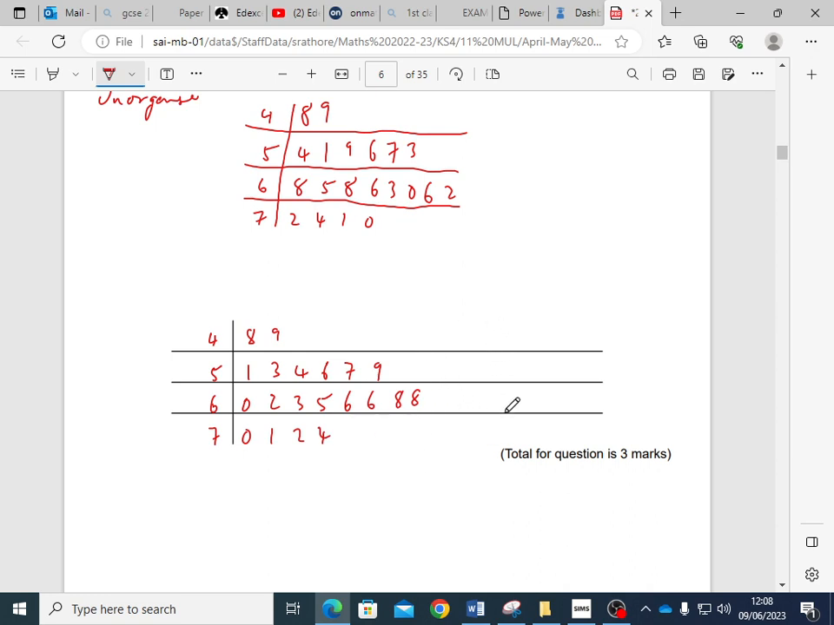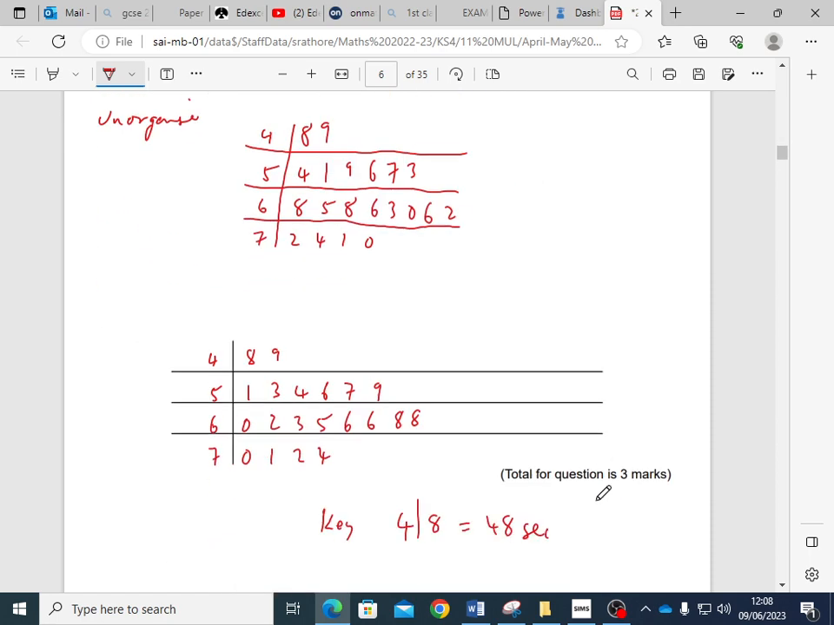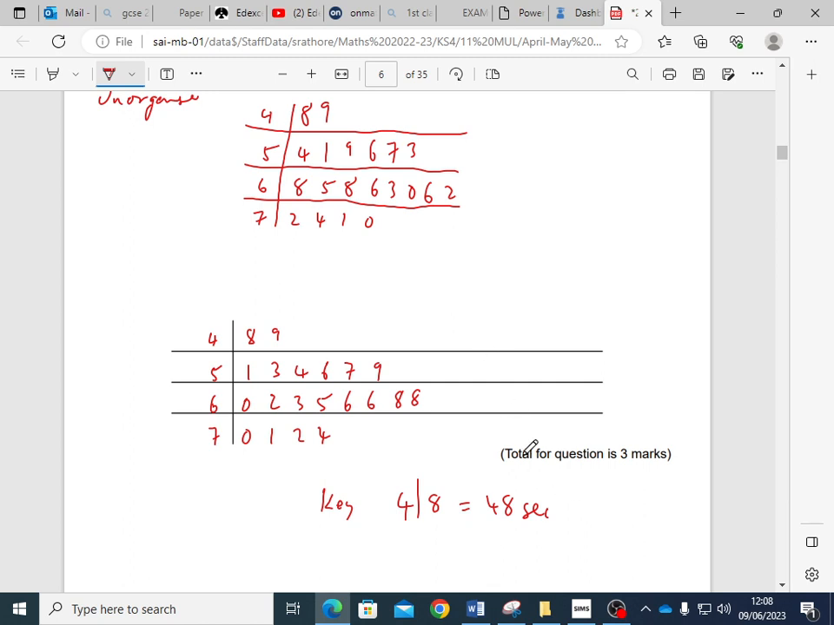What's the last thing I'm missing? A key. So just write key here. You can just start with the bottom one. So 4/8 equals 48 seconds if you want. So that's what that means. Just take your time, run through it. 3 marks, 3 steps. Just link it all up.